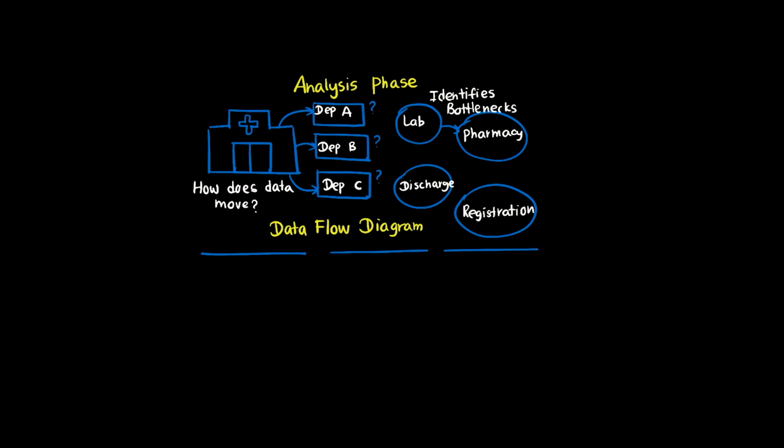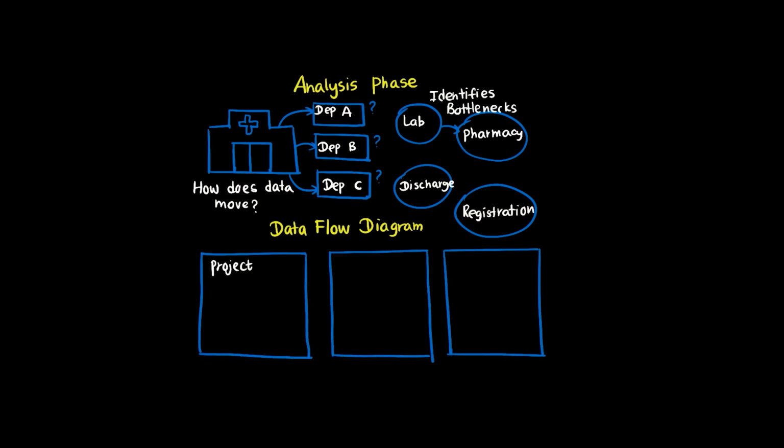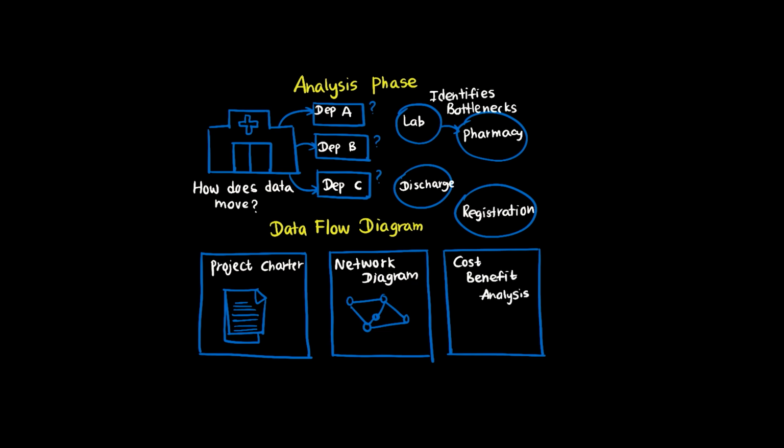Project charters are important documents that authorize projects and define scope, but they don't visualize workflows. Network diagrams are for project task scheduling and dependencies, not for mapping how data moves through clinical processes. Cost-benefit analysis helps you understand financial impacts, but it won't show you the step-by-step journey of patient information through your organization.